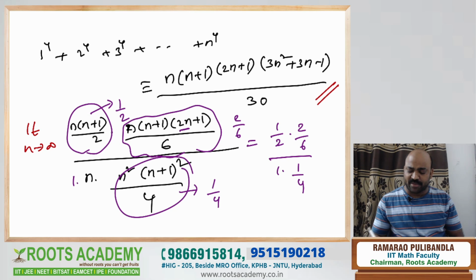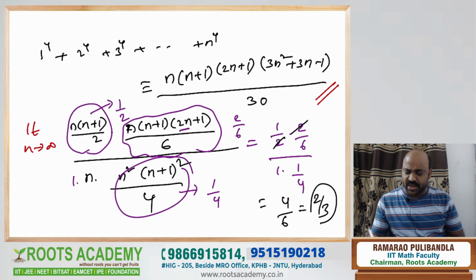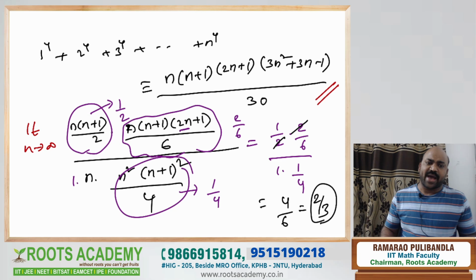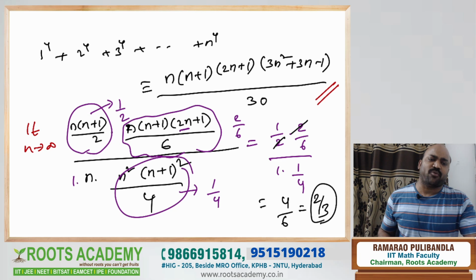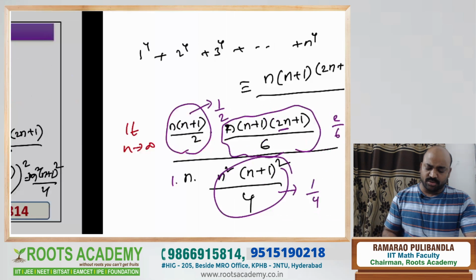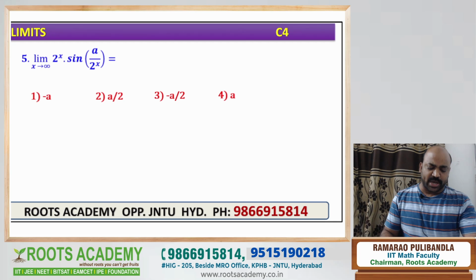Are you getting what I am saying? It is 2 to cut. So what you will get is nothing but 2 by 3. How many of you got this beautiful question? Have you got it, dear students? What a beautiful question it is. So the answer for this is 2 by 3. Now move to the next beautiful question.